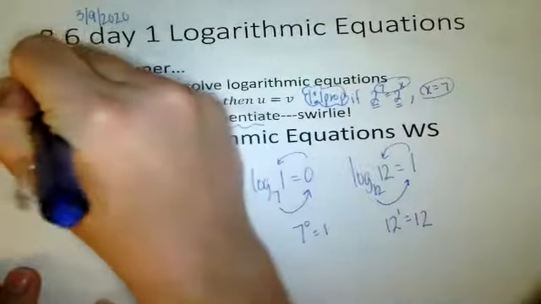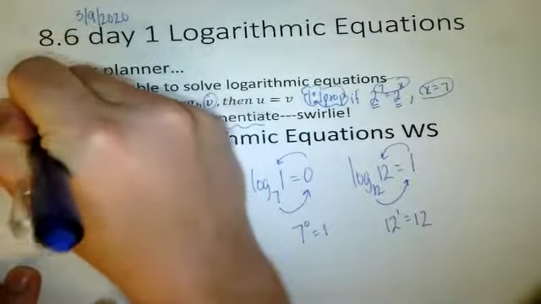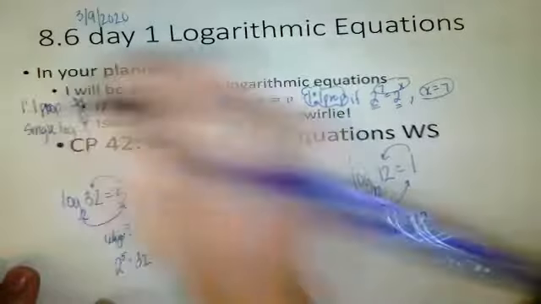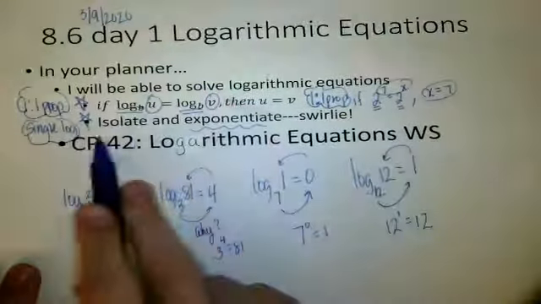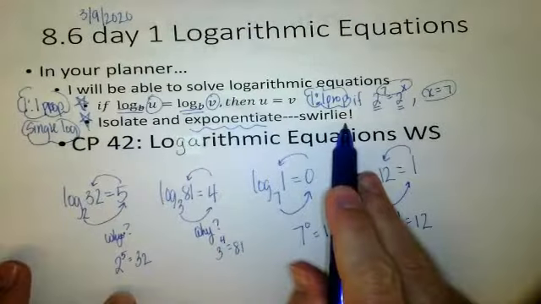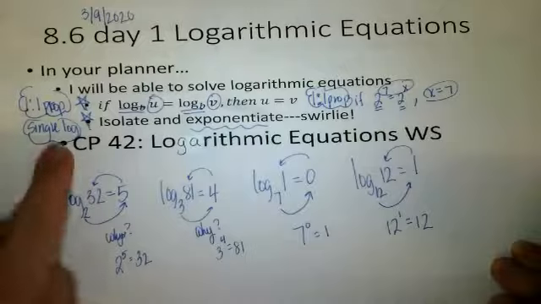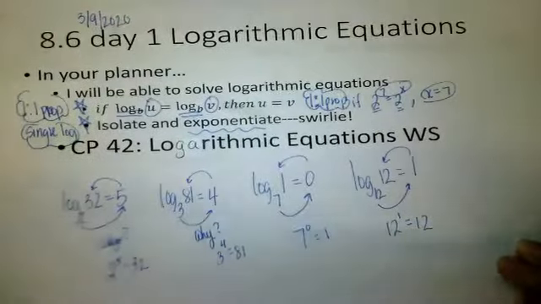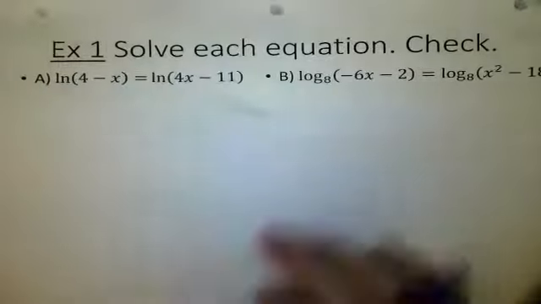So today we have the one-to-one property, and if we have a single log, we're going to isolate and give it a swirly. Okay, so 2 things we're working on today, a one-to-one property and the single log swirly. All right, here we go. Example 1.